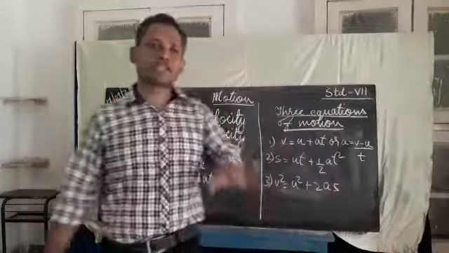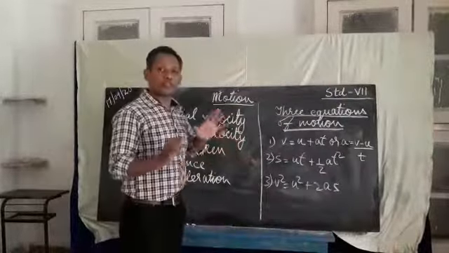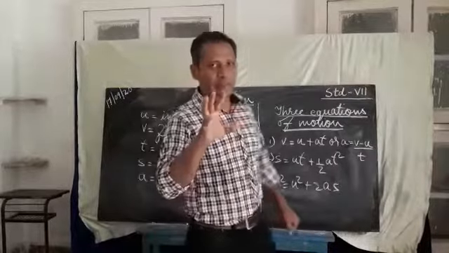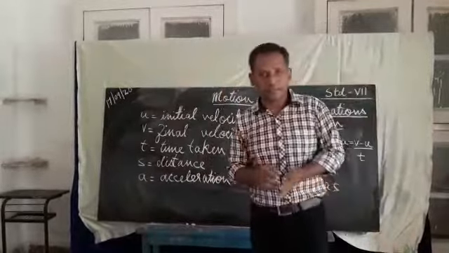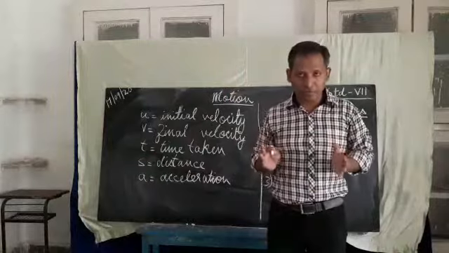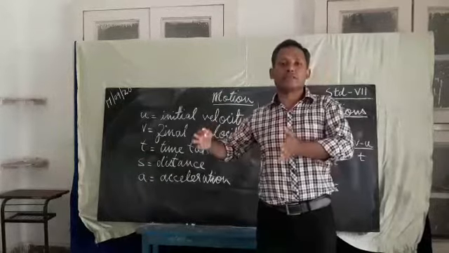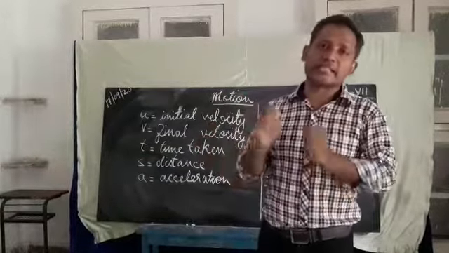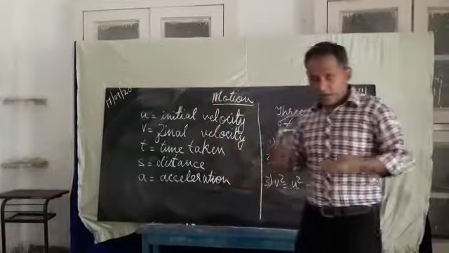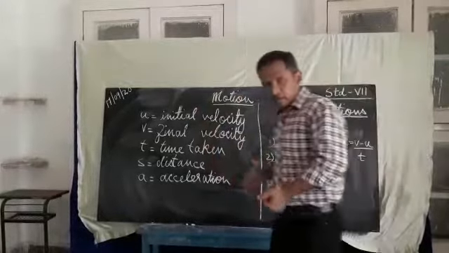Today we will just have a short revision of the numericals of motion. Now, to have a brief understanding of motion, what is motion? The definition given is when a body changes its position with respect to the surrounding objects, it's said to be in motion. For example, I am a body.